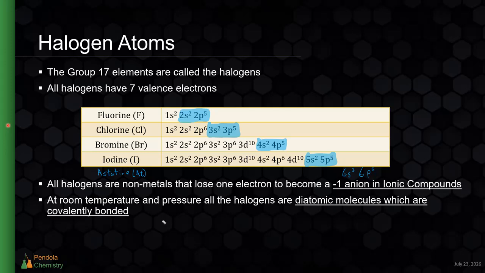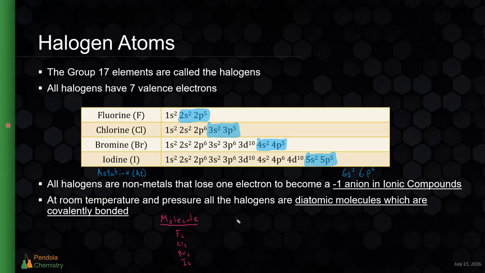When they're in molecule form by themselves, we're going to have a diatomic molecule. So F2, Cl2, Br2, I2, even At2 if we're talking about astatine. So this is when they're by themselves in their elemental form, in their molecule form. All of the halogens are diatomic.